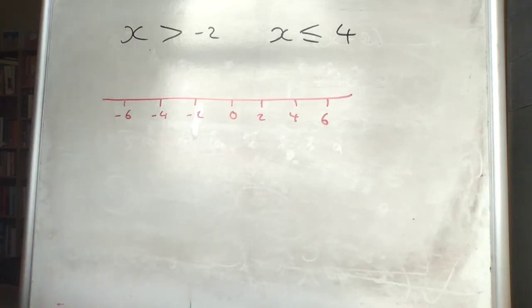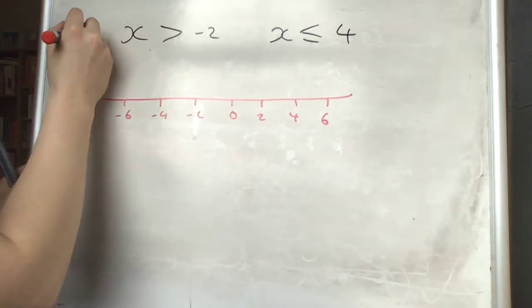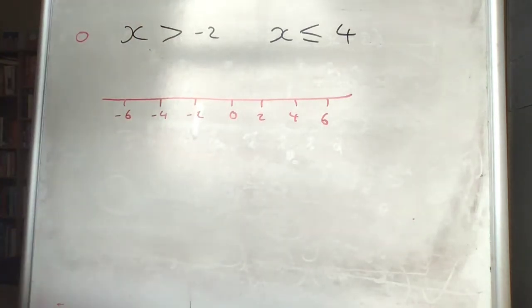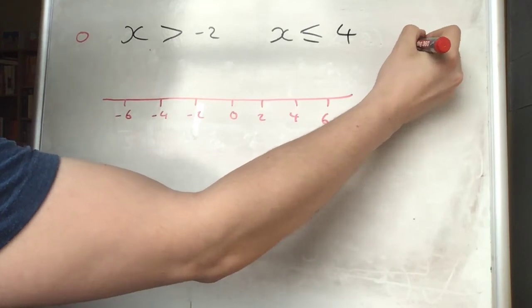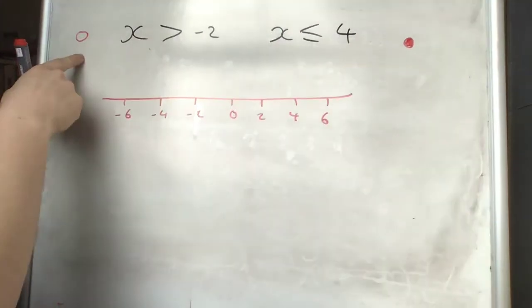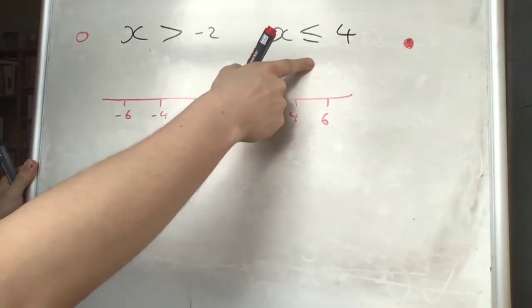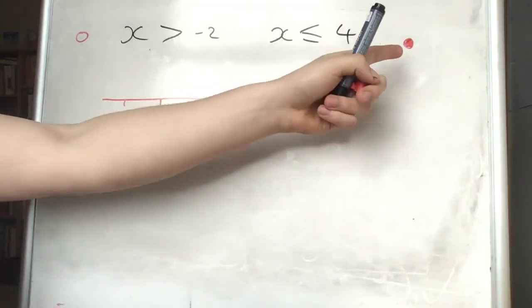Now, when we have a greater than symbol, which means that the number here isn't included, we can represent that with a little empty circle on our screen. And when we have something which is greater than or equal to or less than or equal to, then we can fill it in like such. So greater than or less than, we'll just have a circle. Greater than or equal to and less than or equal to will be filled in with a circle like this.